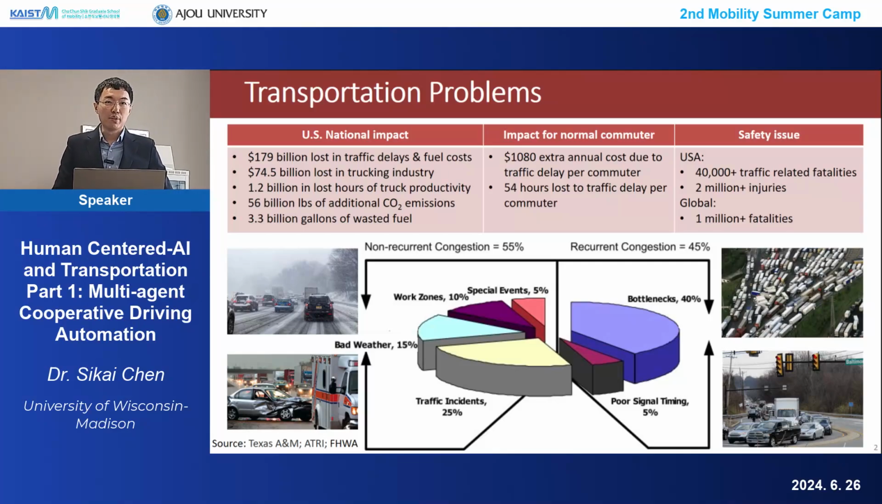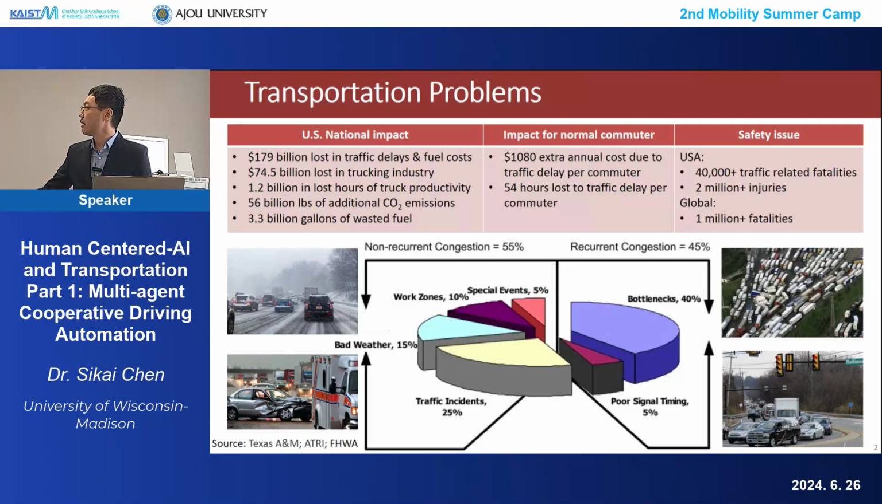I always like to begin with these slides, talking about the big problems in transportation. As you can see, a lot of fuel cost and extra time spent on the road put a lot of economic burden on every single commuter. When you look at the cost, we have work zone related congestion, we have bottlenecks, and another very important thing is traffic incidents.